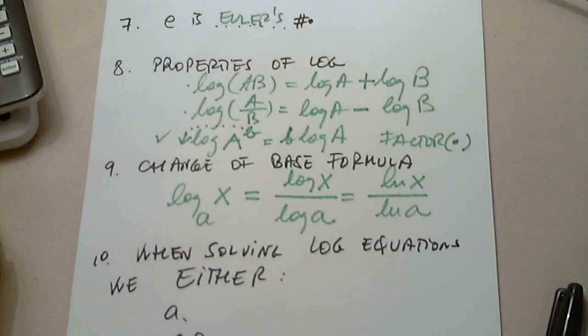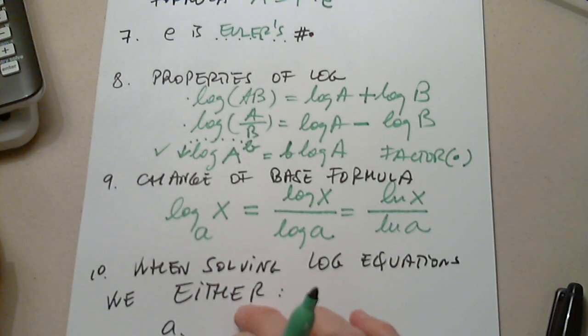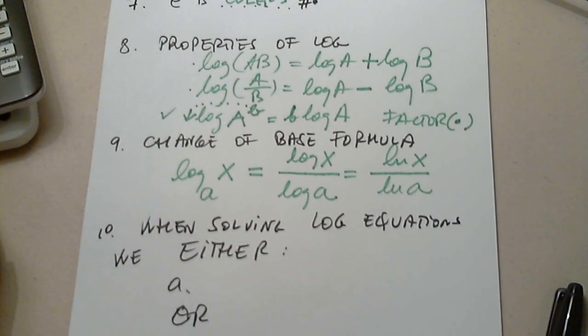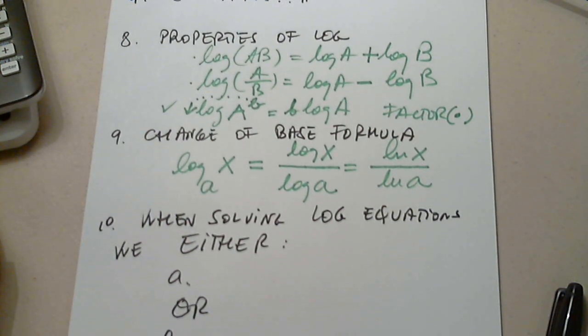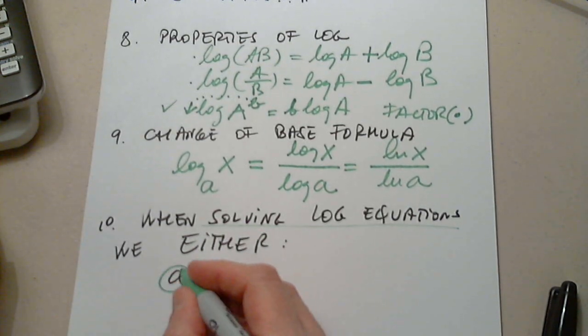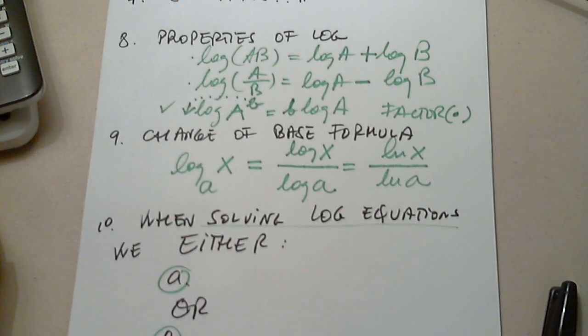When solving log equations, we either do this or that. One of them, it's a must. If you don't like this, you do this. I like this because it's easier for me, but it's up to you. So when we solve log equations, we have to do either A or B. Always and forever.